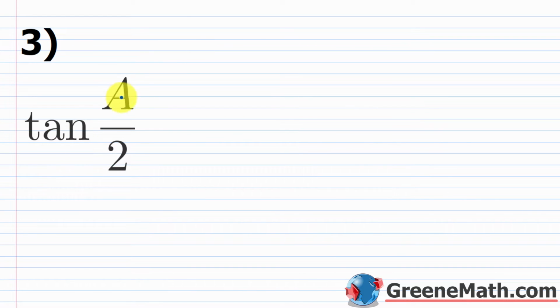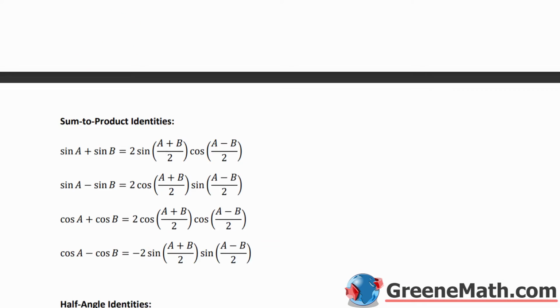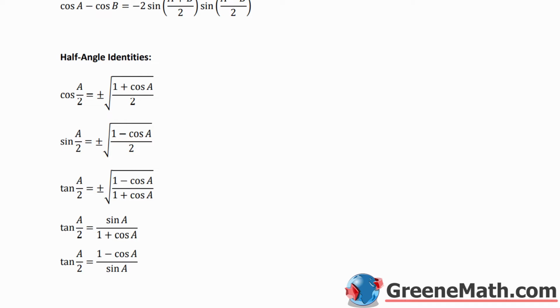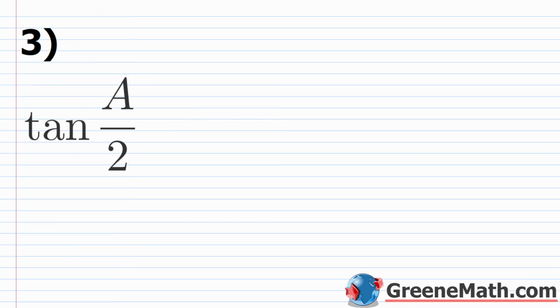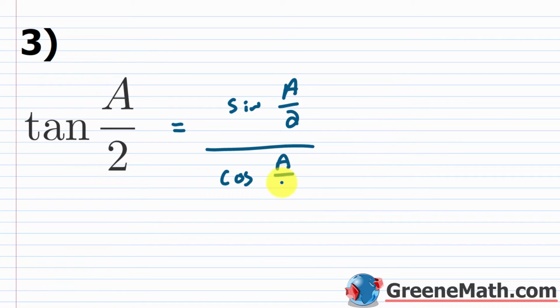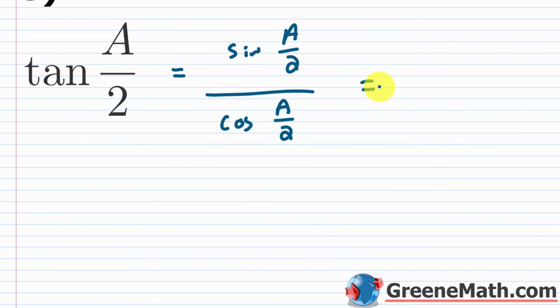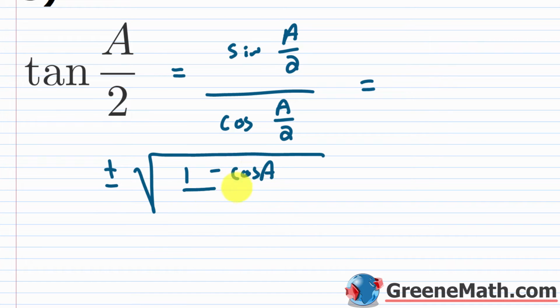So here we have the tangent of a over 2. And going back, let's look at this guy right here. For the half angle identities, you actually have 3 of them for the tangent of a over 2. I'm just going to do the first one here where it says the tangent of a over 2 is equal to plus or minus the square root of 1 minus the cosine of a over 1 plus the cosine of a. And what I'll do here is say that this is the sine of a over 2, which we just did, over the cosine of a over 2. So this would be equal to, for the sine of a over 2, we said this was plus or minus the square root of 1 minus the cosine of a over 2.